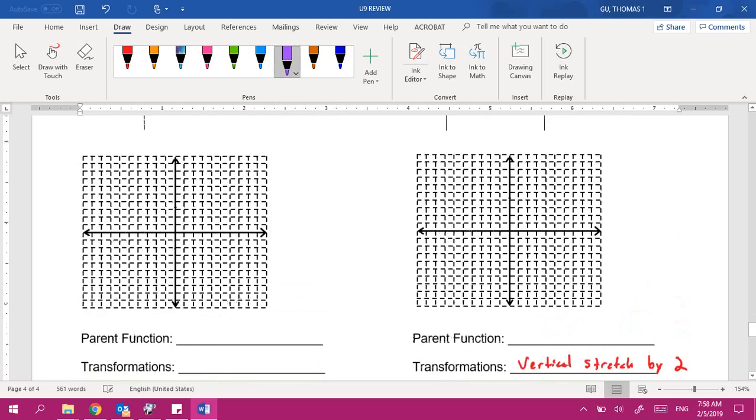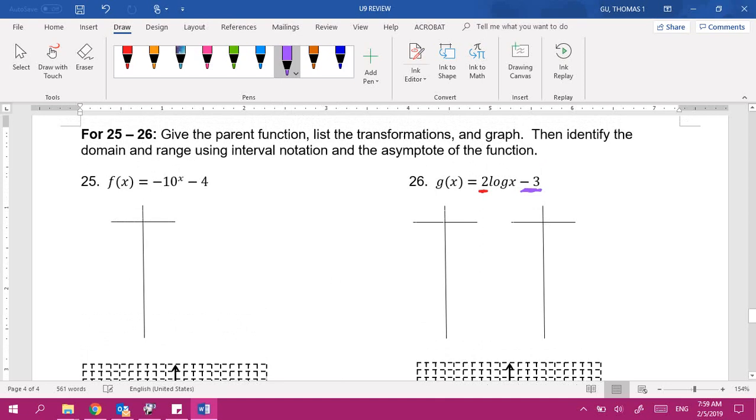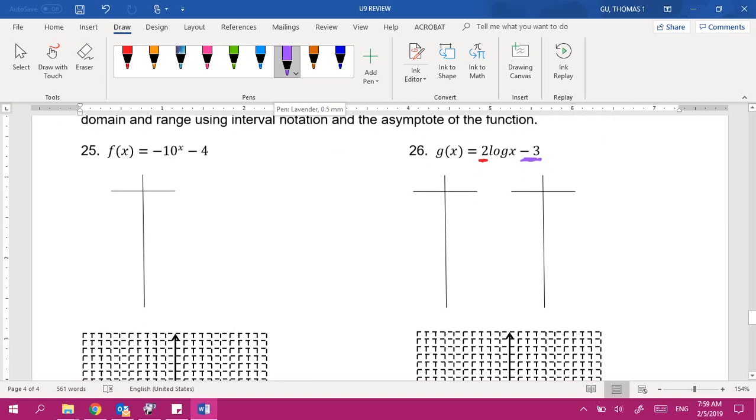How did you know it was down and not to the right 3? Because if it were right, it'd be next to x. Right, it'd be in parentheses. That's why. Very good. Okay, so now you see what I've highlighted as our transformations. That really lets you visualize what is left as the parent function.